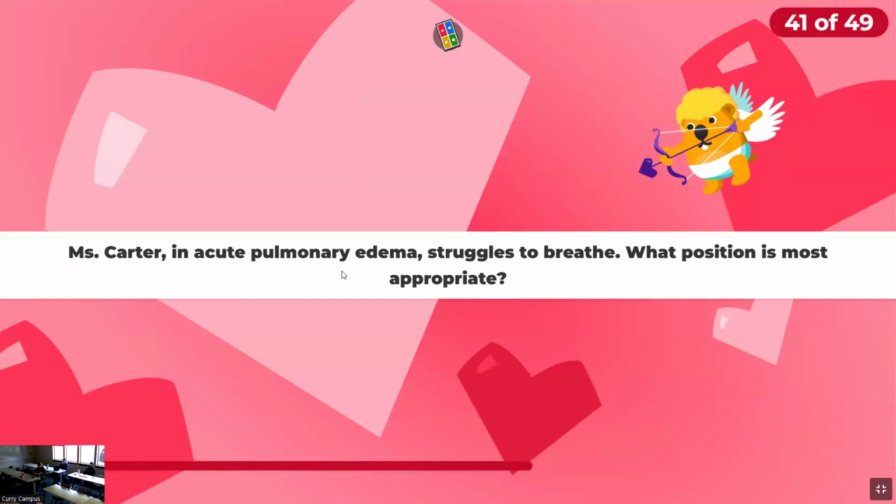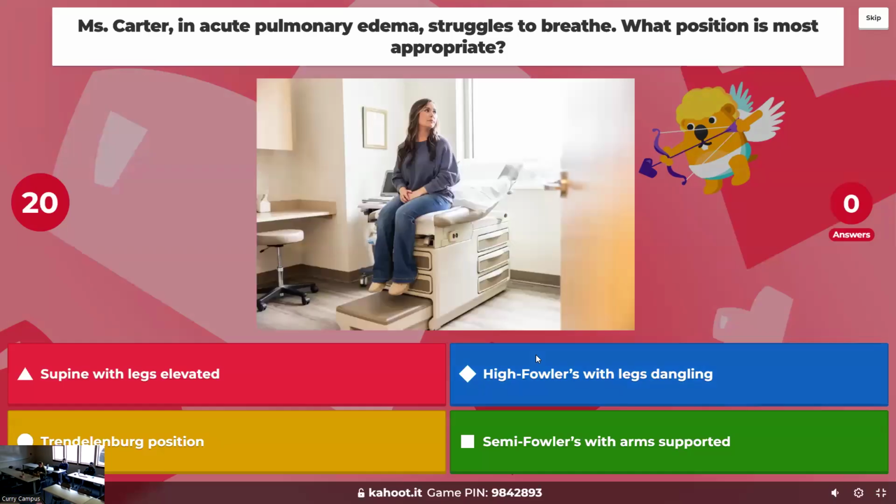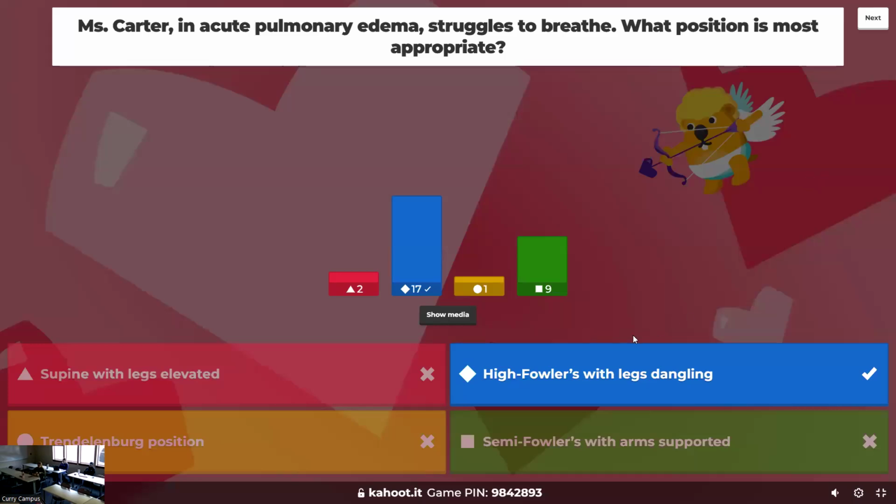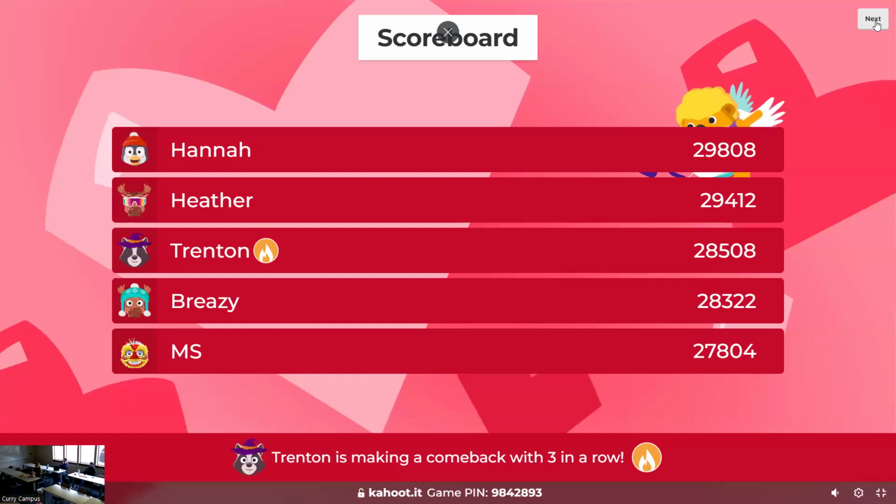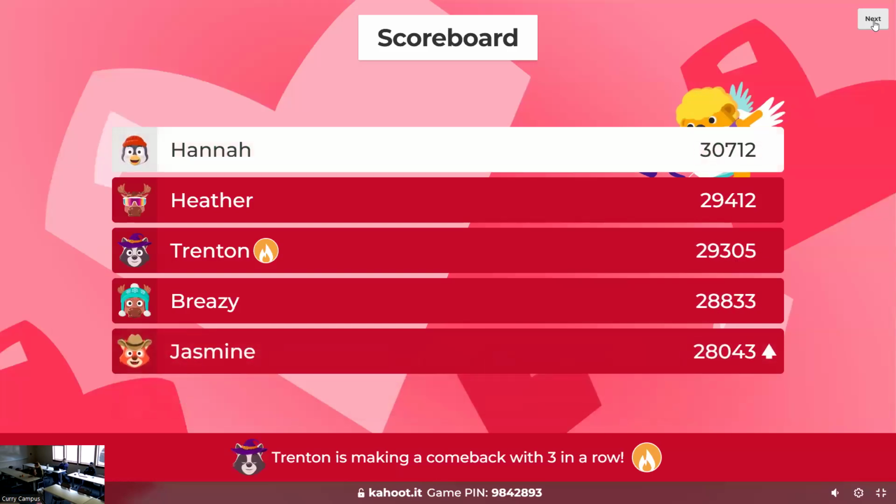Miss Carter, in acute pulmonary edema, struggles to breathe. What position is most appropriate? Semi-Fowler's with arms supported is green, and Trendelenburg position for yellow. The picture might give it away. Good. Semi-Fowler's with arms supported. Yeah, we want them sitting up as straight as possible. A couple more minutes.